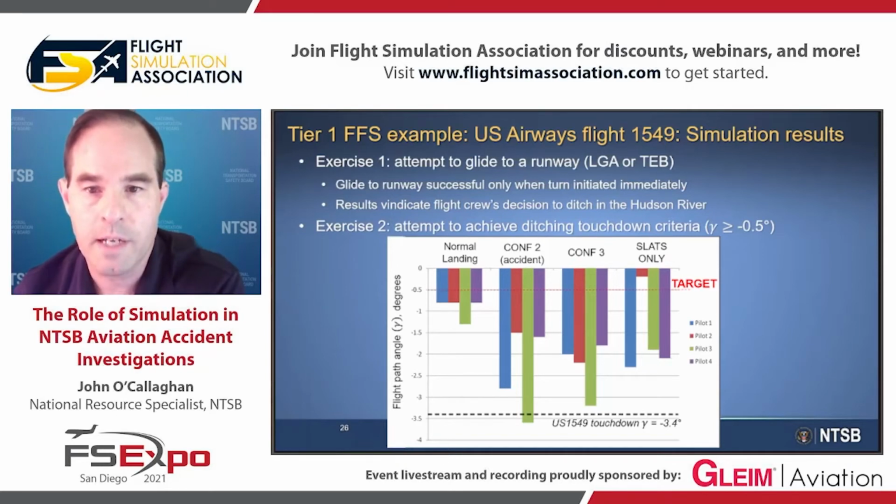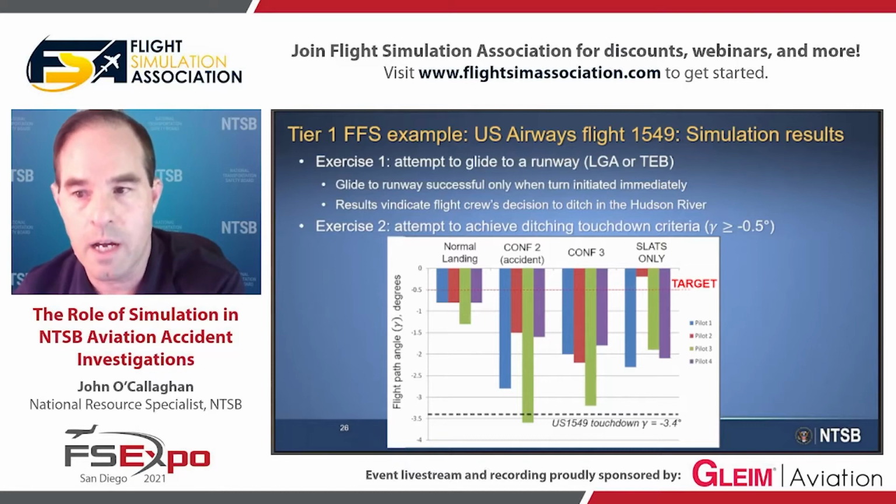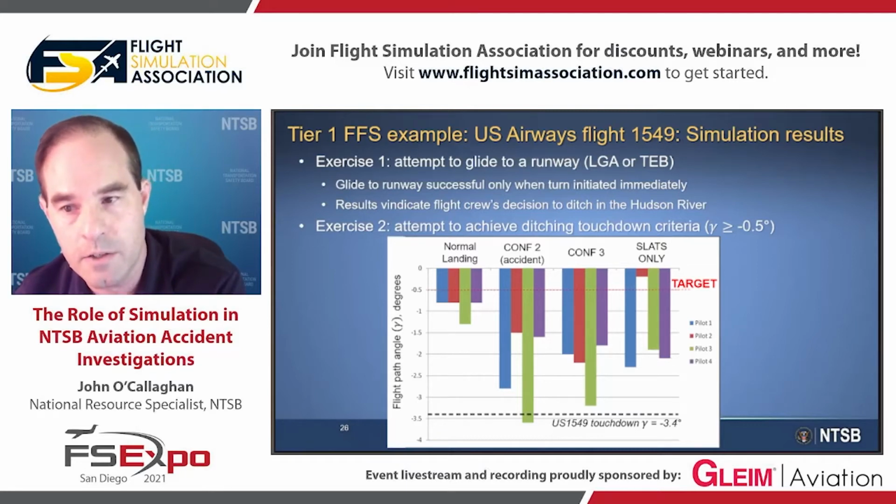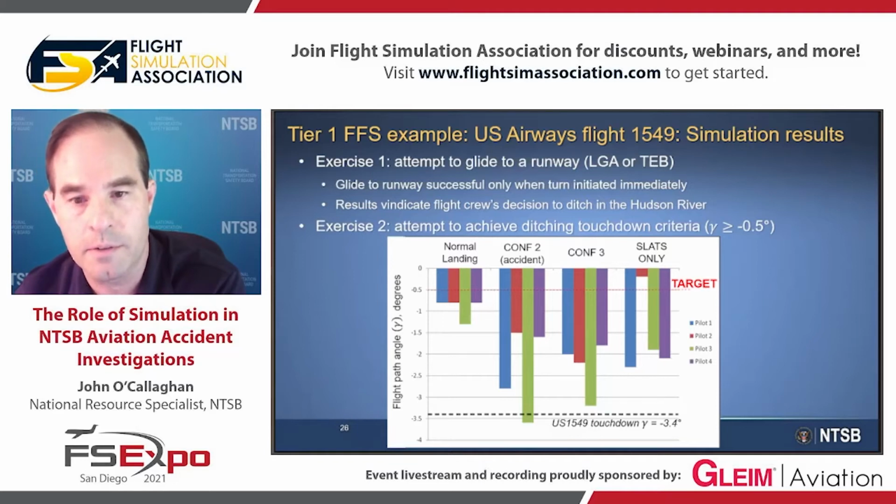The results of the second exercise are shown in this graph, which depicts the touchdown flight path angles achieved by each of 4 pilots at different flap settings. The normal landing category corresponds to a normal landing on a runway instead of a ditching in the water. Note that in both configurations 2 and 3, none of the pilots achieved a touchdown flight path angle shallower than the minus 0.5 degree target. The accident ditching was flown in configuration 2.